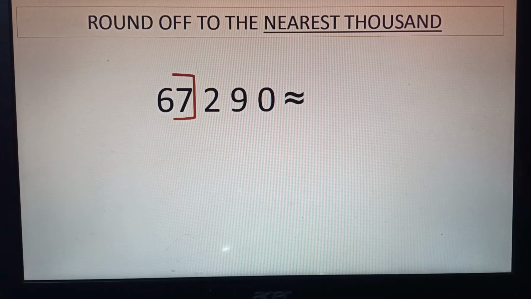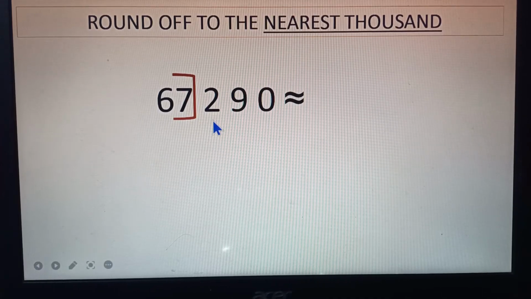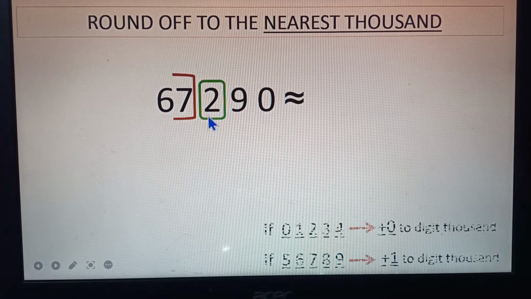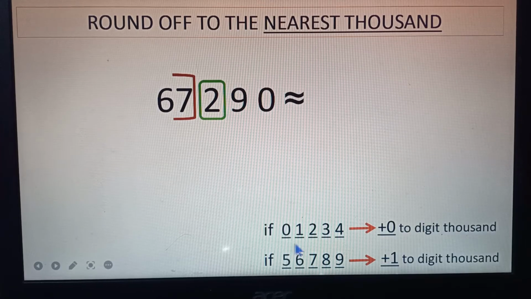So what do you do next? Circle the neighbor. Step 2. Circle the neighbornya ialah 2. Okay, check the neighbor. Step 3. Check the neighbor. 2 ni, mana kedudukannya? Is it less than 5 or more than 5? Yes, it is less than 5.